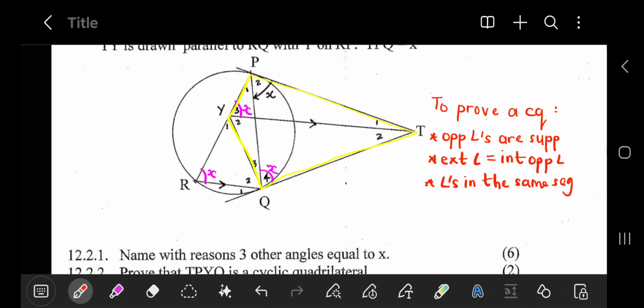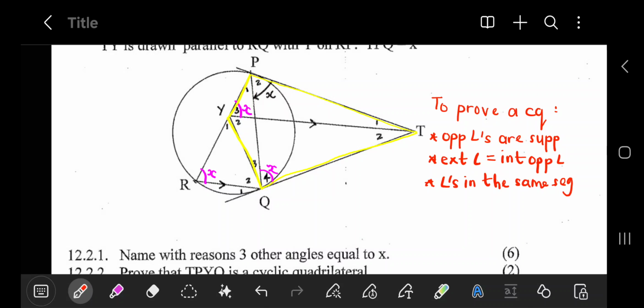So here are the three ways that we can prove that a quadrilateral is cyclic. If we're able to show that the opposite angles are supplementary, then obviously it's a cyclic quad. Or if you can show that the exterior angle is equal to the interior opposite. Now the first two ways are quite simple, they're quite basic because they are the theorems for a cyclic quad anyway.